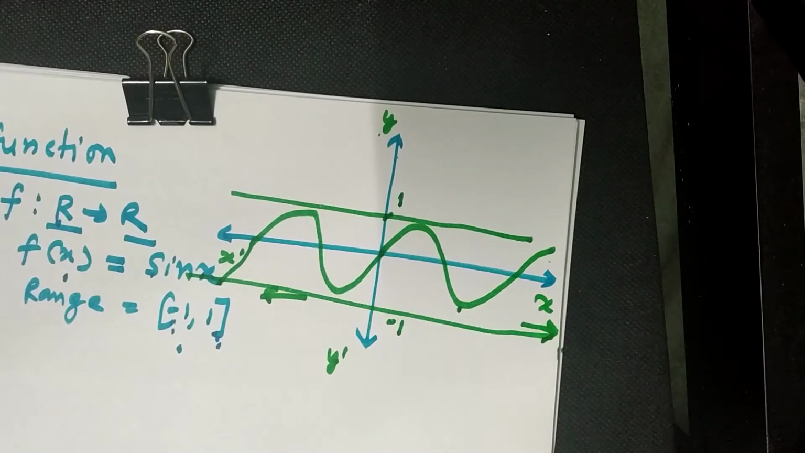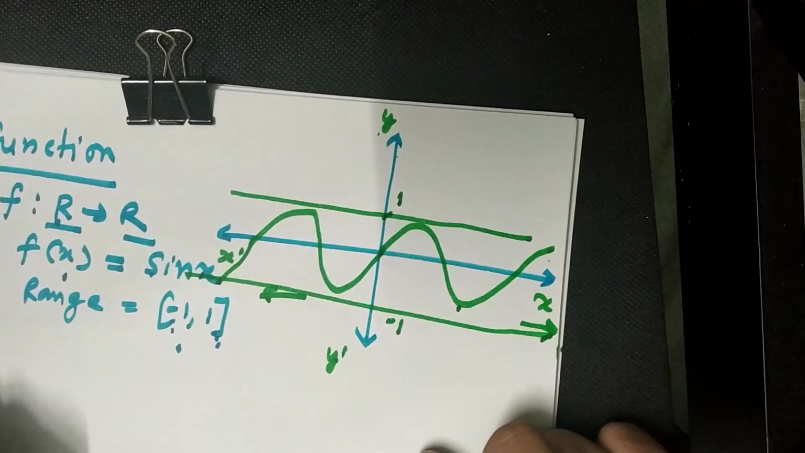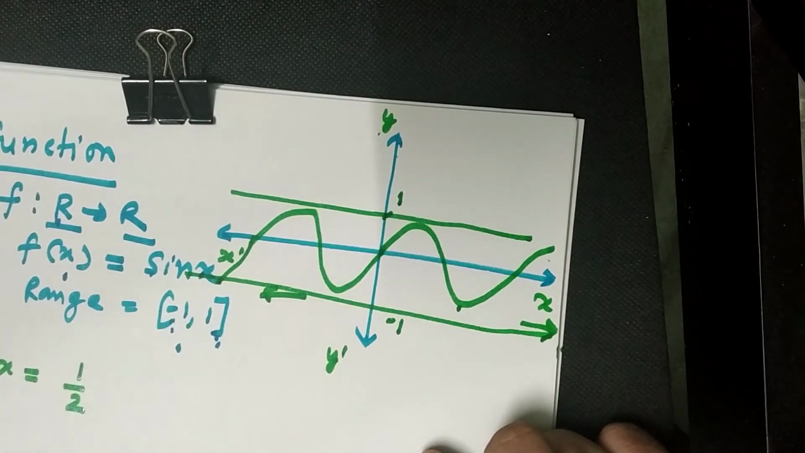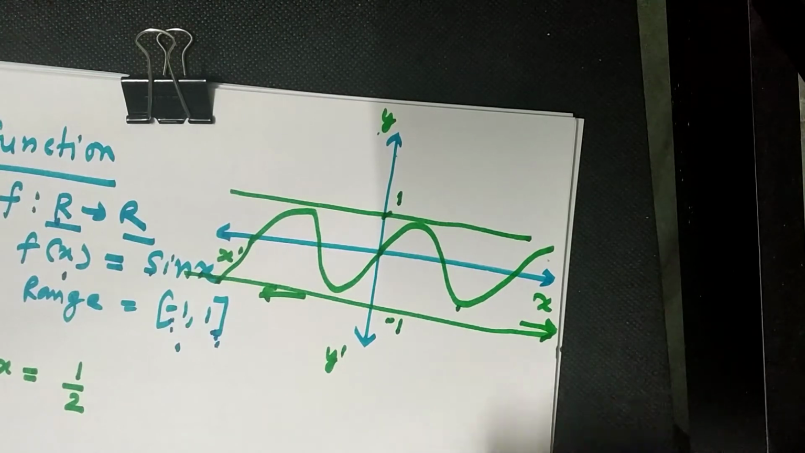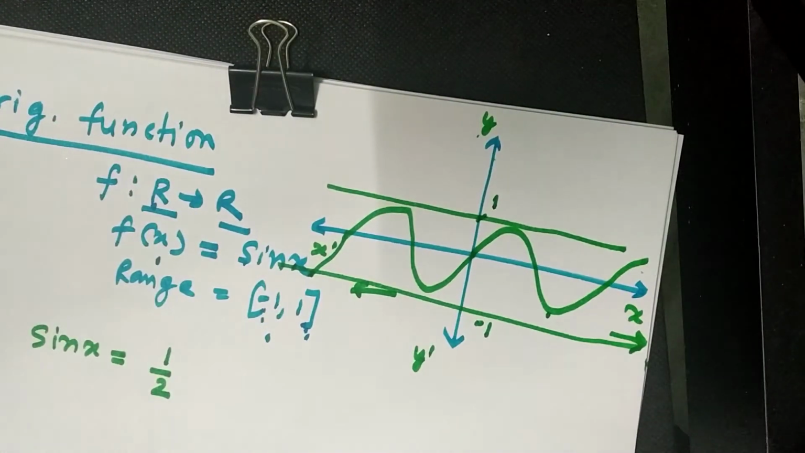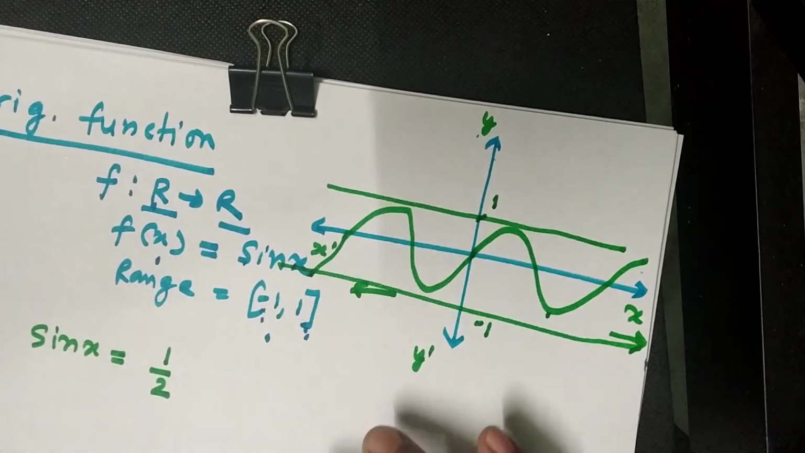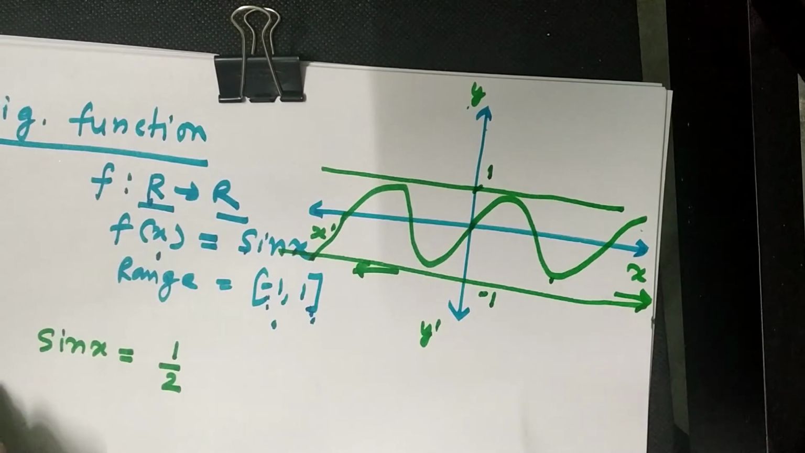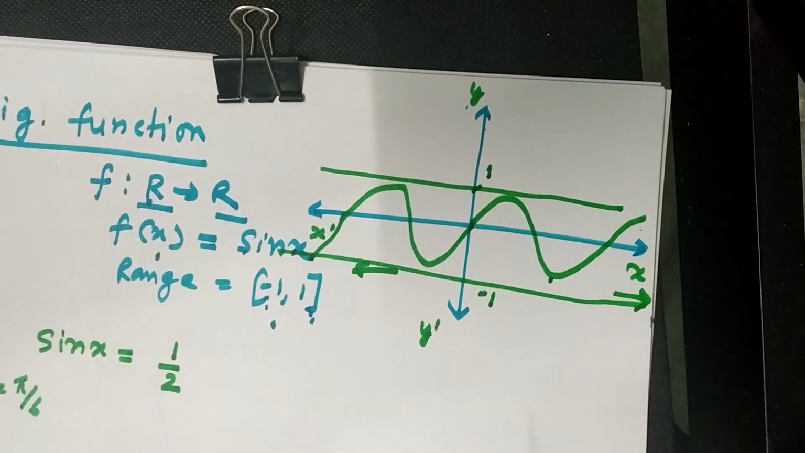Now, let us try to solve one trigonometric equation. Sin x equals half. How do we solve? We're looking for those values of x for which sin x equals half. The first solution, x equals 30 degrees, right? Sin 30 is half. So we'll write in radian, x equals pi by 6. Sin pi by 6 equals half.